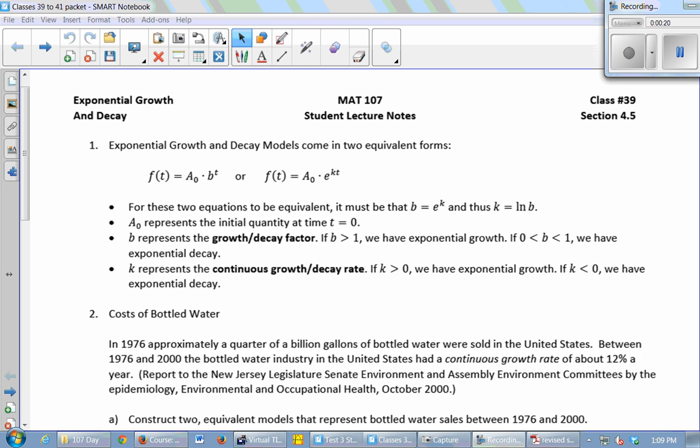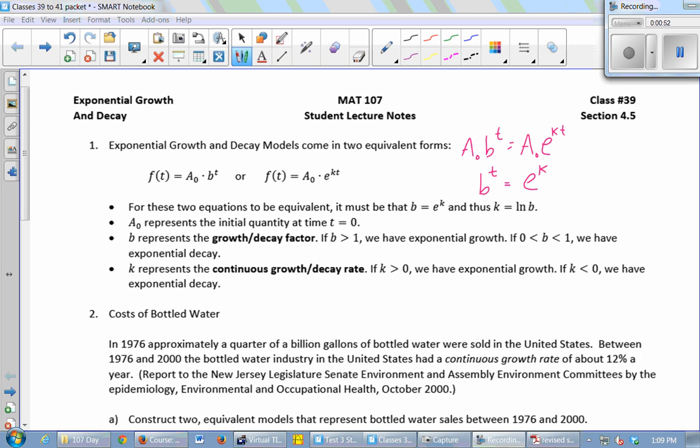And a naught is your initial amount, right? For these two equations to be equivalent, a naught times b to the t would have to be equal to a naught times e to the kt. You don't have to write this part down. Just follow along, and I'm not going to hold you responsible for explaining why they're equivalent, but I want you to see it. There's an a naught in both of these, so I can cancel those. It means b to the t has to equal e to the kt.